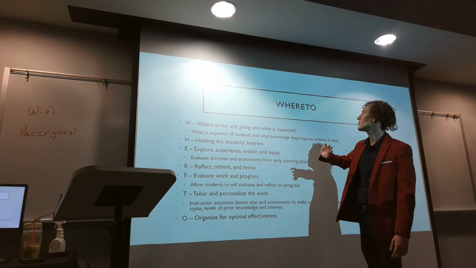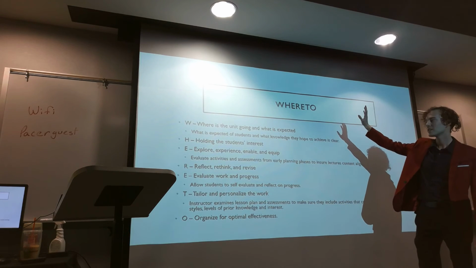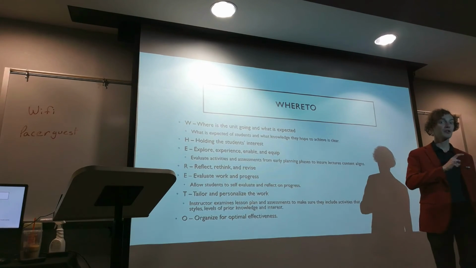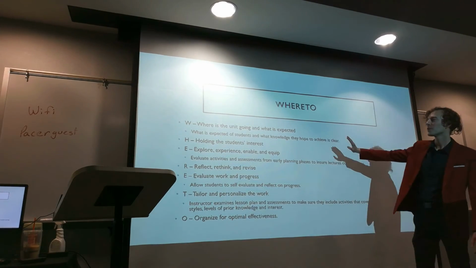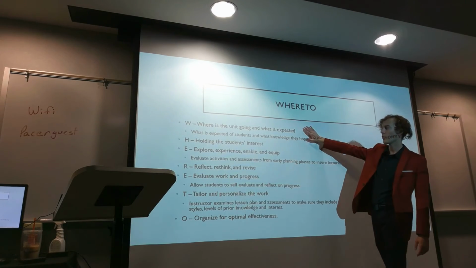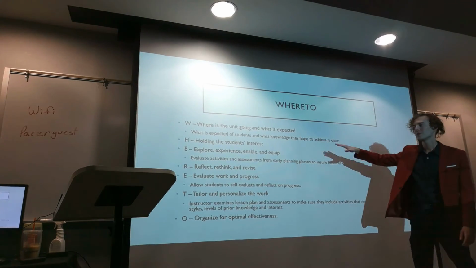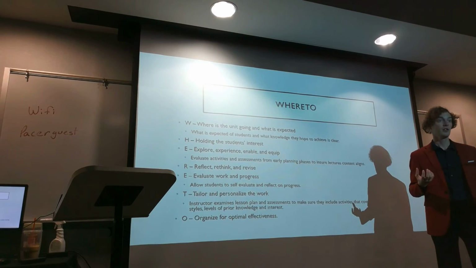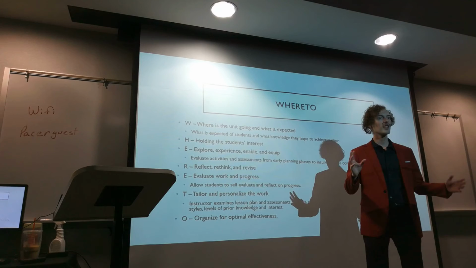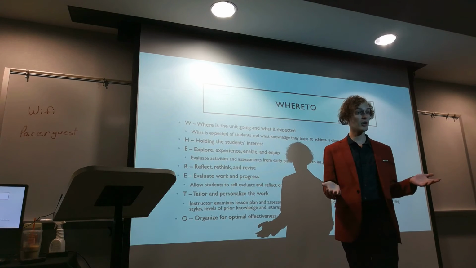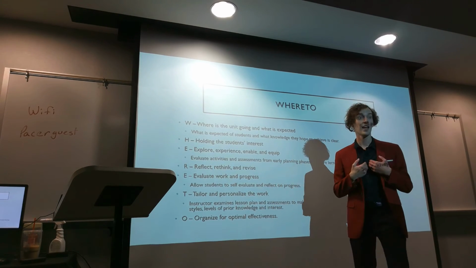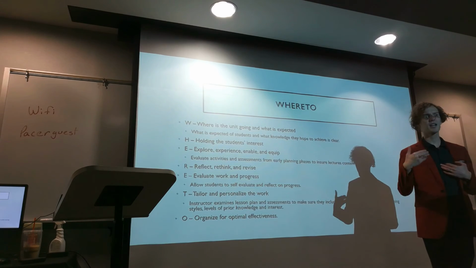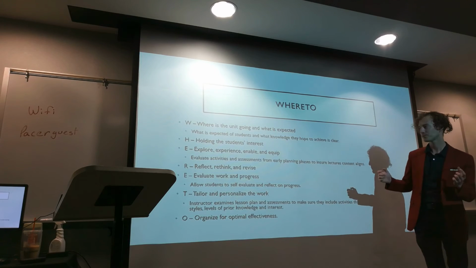So I always like to use WHERETO. This can be used all throughout or at the very end, because it says, where to am I going? So the W stands for where's the unit going and what is expected. So this means what is expected of students and what knowledge they hope to achieve is clear. So you look through your stuff, is everything clear, concise? Are my students going to understand it the way that I understand it? And if not, how can I make that more impactful for them? What can I change? What can I implement to make sure that it's clear for them?